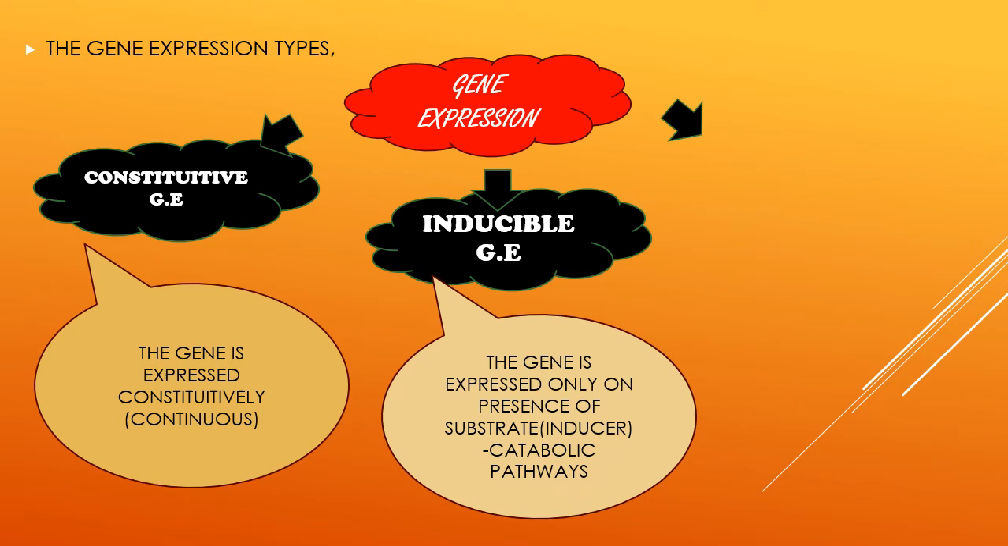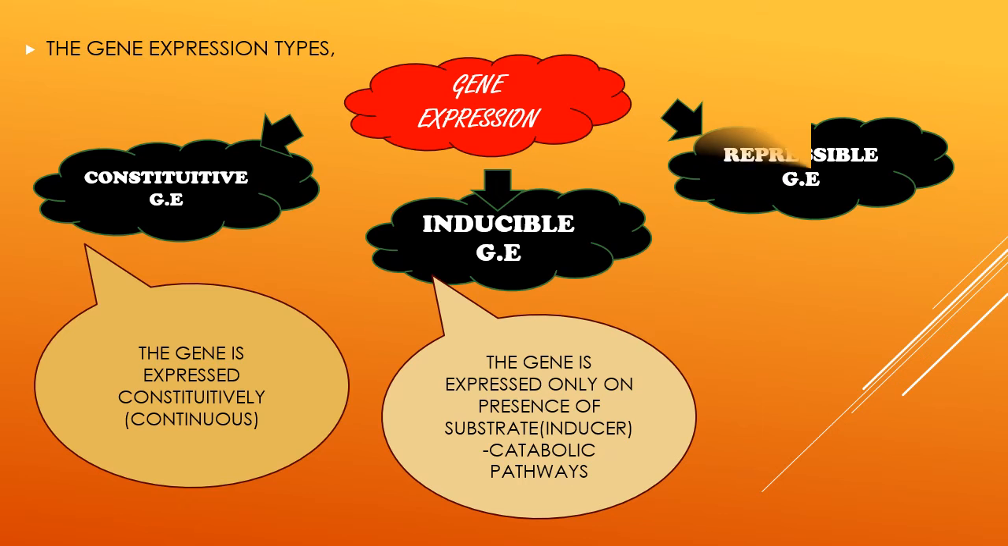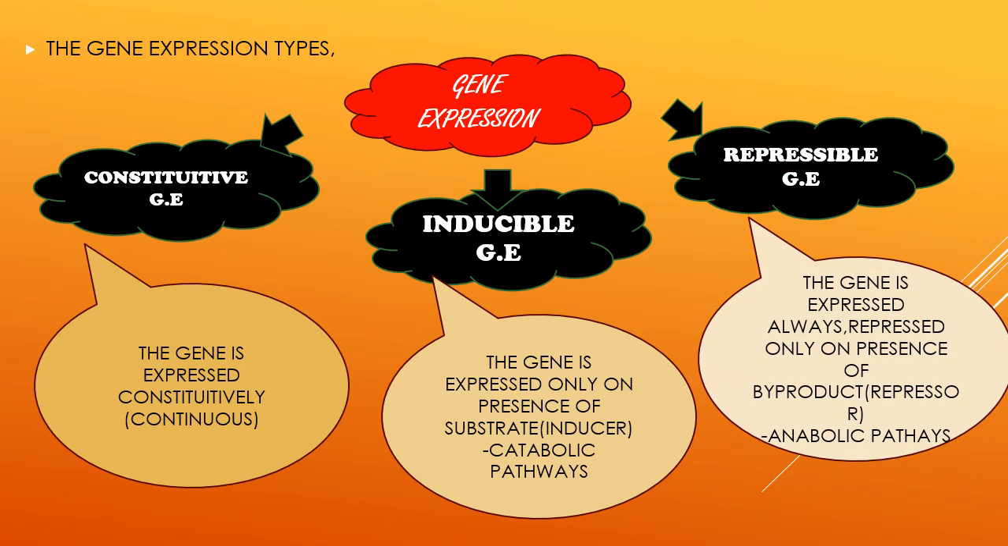Next is repressible gene expression. The gene is expressed always, repressed only in the presence of byproduct, that is the repressor. Here the byproduct itself acts as the repressor. For example, in tryptophan metabolism, the tryptophan is produced. When the required amount is achieved, the tryptophan itself acts as the repressor for its synthesis. So the repressible gene expression will be available in anabolic pathways.